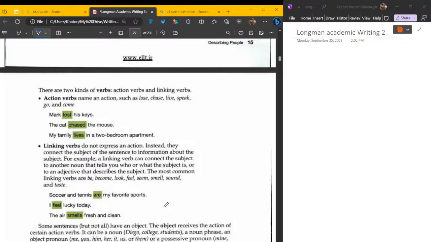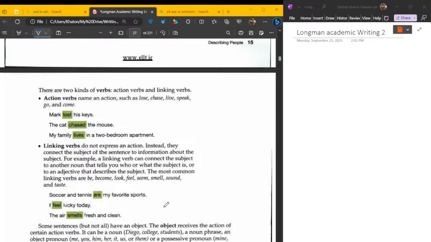There are two kinds of verbs, so we read the verbs. There are linking verbs. The most common linking verbs are be verbs, or we be, become, look, feel, seem, smell, sound, and taste. Linking verbs do not express action. Instead, they connect the subject of the sentence to the information about the subject.